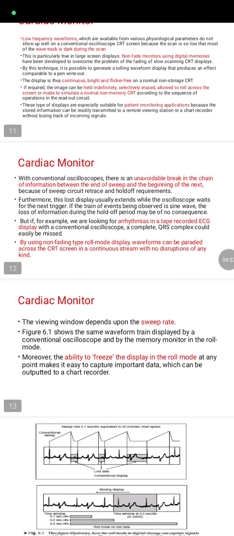With the conventional oscilloscope, there is an unavoidable break in the chain of information between the end of one sweep and the beginning of the next because of sweep circuit retrace and hold-off requirements. Furthermore, this lost display usually extends while the oscilloscope waits for the next trigger. If the train of events being observed is a sine wave, the loss of information during the hold-off period may be of no consequence. By using a non-fading type roll mode display, waveforms can be paraded across the CRT screen in a continuous stream with no disturbances of any kind.